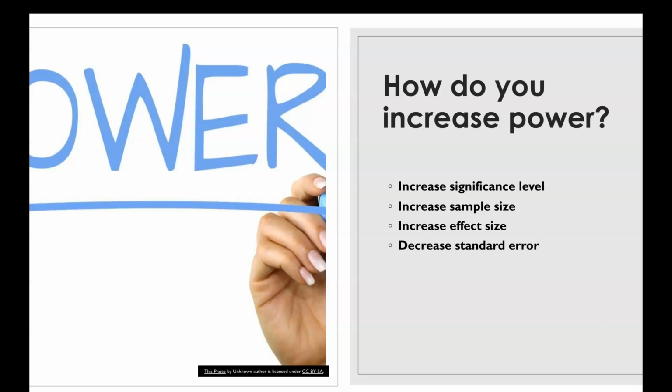For the AP exam, you're also responsible for knowing how you can increase the power of a test. The following 4 factors are ways you can increase the power of the test. And that's by either increasing the alpha, the significance level, increasing the sample size, increasing the effect size, or decreasing the standard error. And we're going to go more into it on the next few slides.